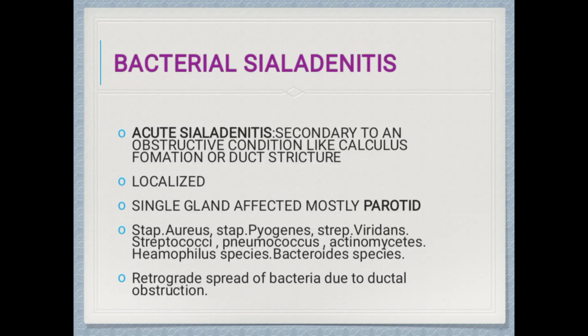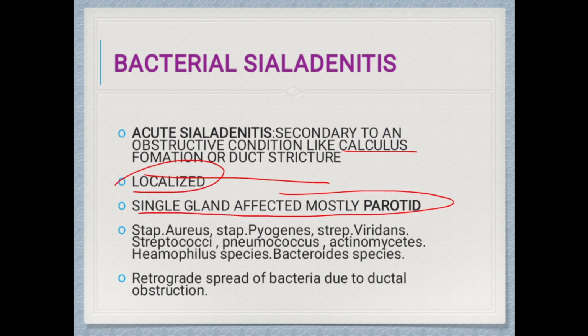Towards the bacterial Sialadenitis. Basically, in bacterial Sialadenitis we study the acute form, and this is secondary to an obstructive condition like calculus formation or a duct stricture. In acute Sialadenitis, either there will be a calculus formation or a duct stricture. It is actually localized, remember, a single gland affected, mostly the parotid. Parotid is mostly affected in this condition.